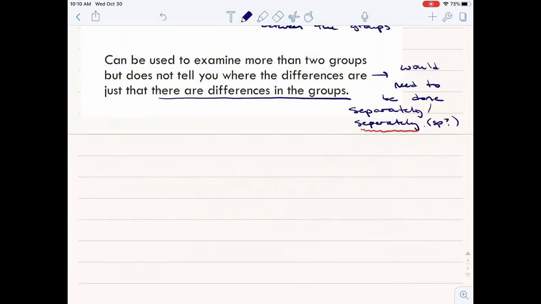So anyways, then if it tells you, hey, there's a difference here, right? It's more of an overall blanket check, then you have to go in and check them all separately. Okay.